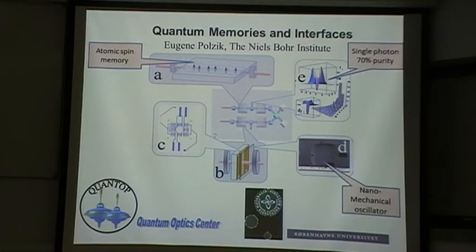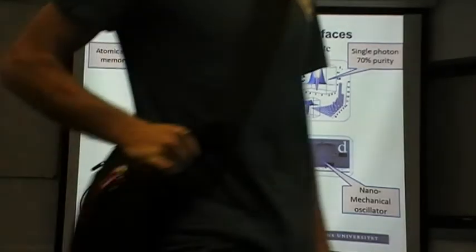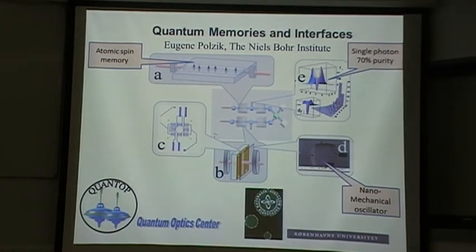One of them is a nano-mechanical oscillator, shown here as a 50 nanometer membrane, which can be used as a force sensor. And another one is the electronic LC oscillator, which can be coupled to the atomic memories as well. So this is a typical Copenhagen weather with a wonderful group of people.